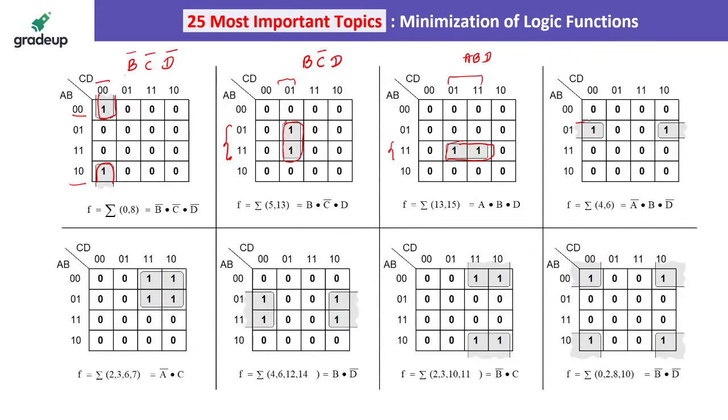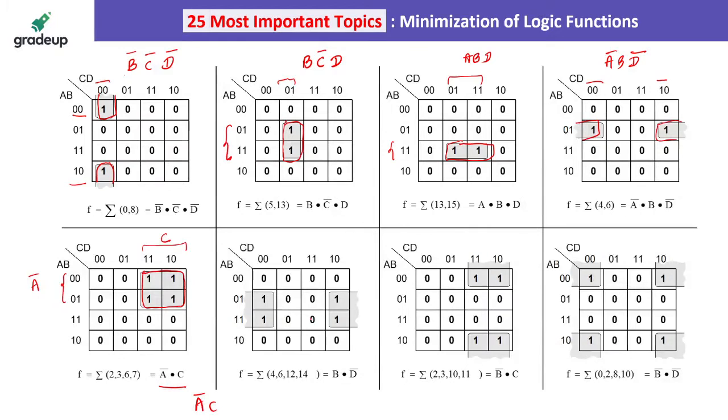And coming to this one and this one is adjacent. So this is A bar B, and these two come under D bar. A bar B D bar. And coming to this, these four ones are adjacent. So here it is under A bar, and here it is under C. So this is A bar C. A bar C is the answer for the fifth one.